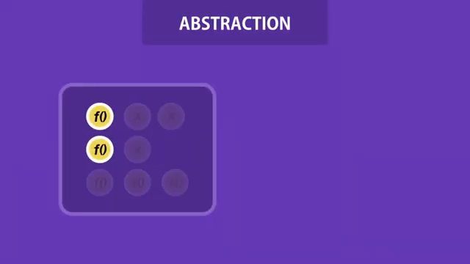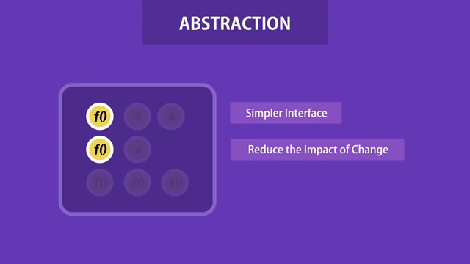So we can hide some of the properties and methods from the outside, and this gives us a couple of benefits. First is that we will make the interface of those objects simpler. Using and understanding an object with a few properties and methods is easier than an object with several properties and methods. The second benefit is that it helps us reduce the impact of change.